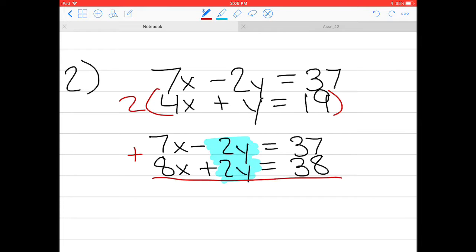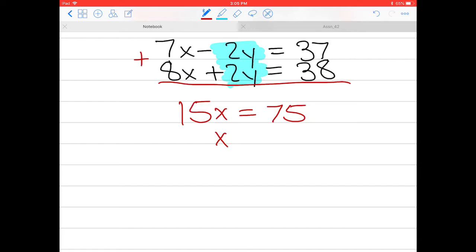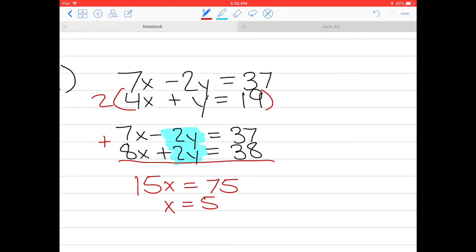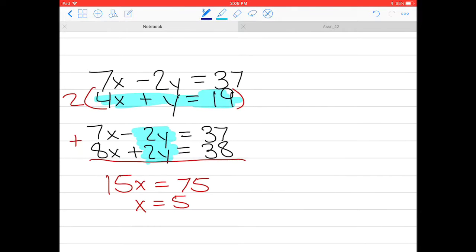So 7x and 8x is 15x. 37 plus 38 is 75. So x equals 5. Now you're going to plug that into one of the originals. I'm going to go with this one. 4x plus y equals 19.